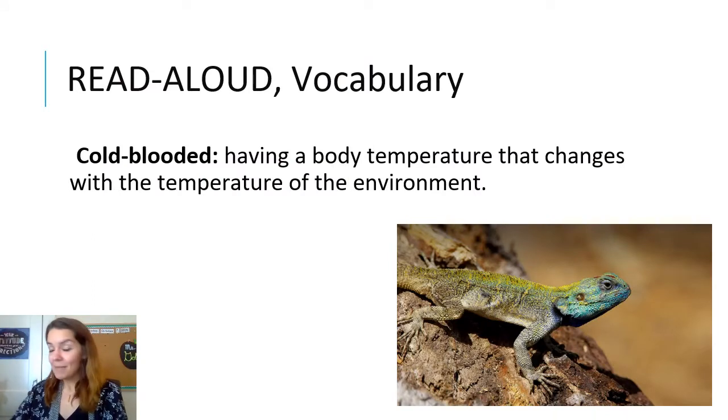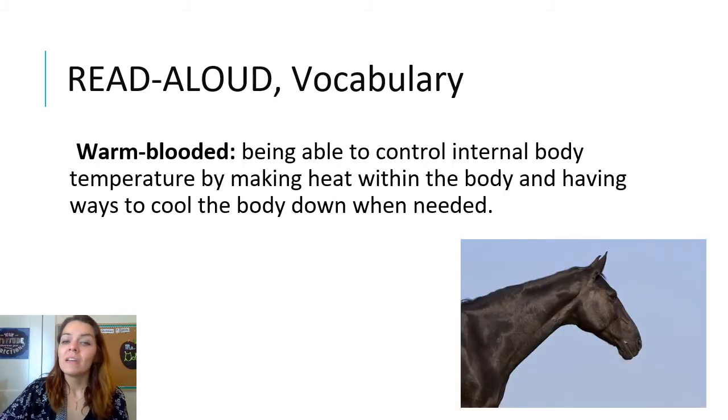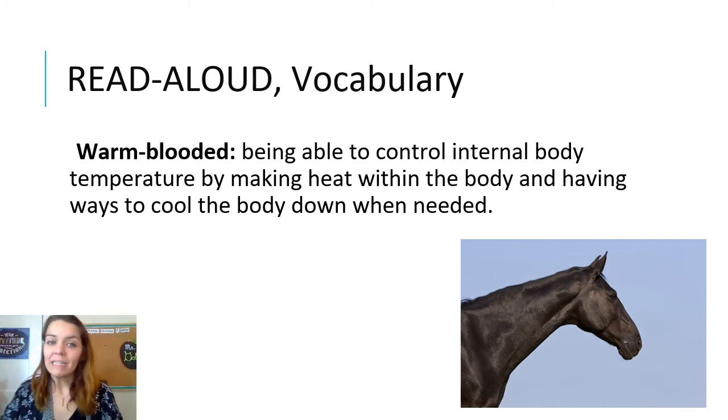Now we're going to go ahead and transition into discussing warm-blooded and cold-blooded animals. Some vocabulary that you need to know to be successful in this read aloud is cold-blooded. Say it, cold-blooded. And that's having a body temperature that changes with the temperature of the environment. You also need to know warm-blooded. Say it, warm-blooded. And that means being able to control your internal body temperature by making heat within the body and having ways to cool the body down when needed.